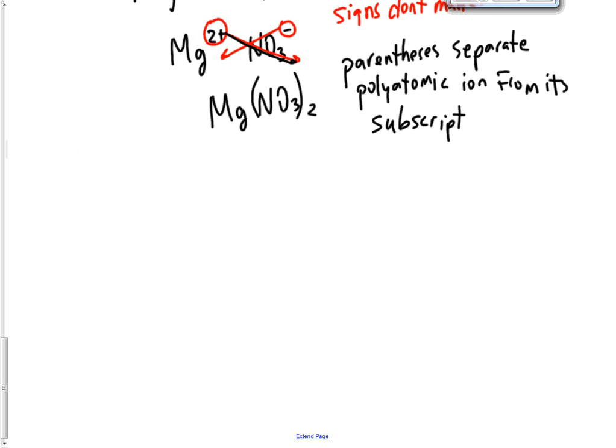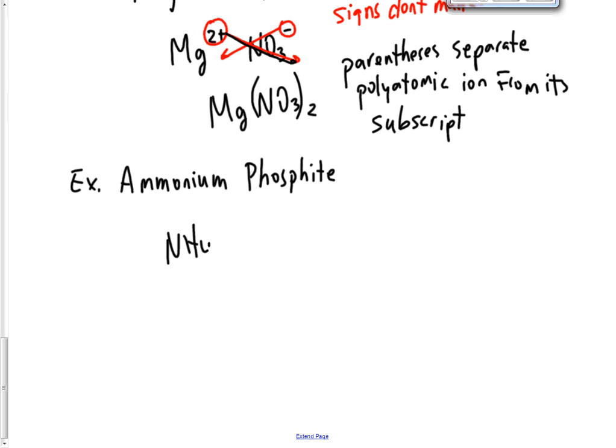Okay, so let's do one more example here. Let's go ammonium phosphite. Okay, so ammonium is NH4 plus. Phosphite is PO3, and it has a 3 minus charge. Okay, PO3 with a 3 minus charge.